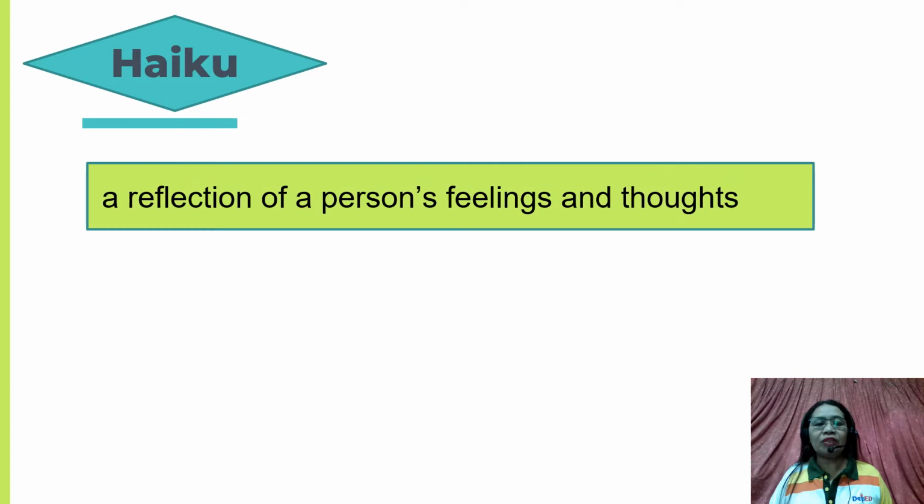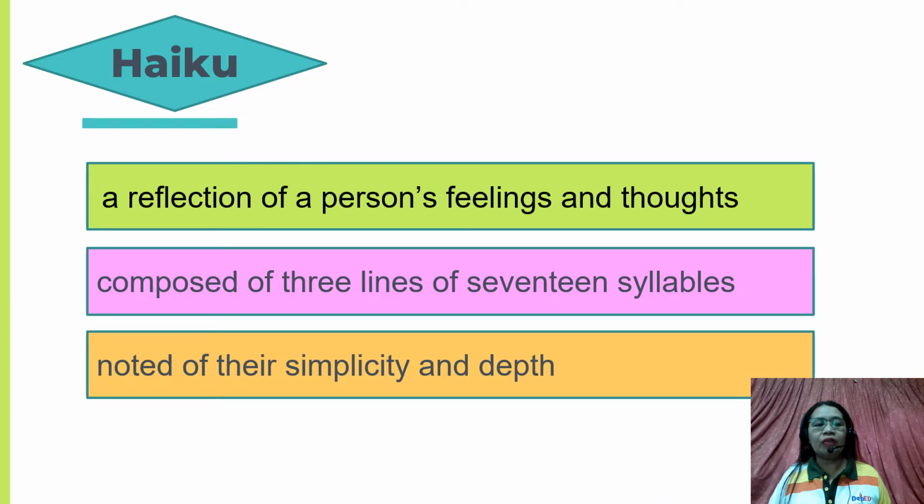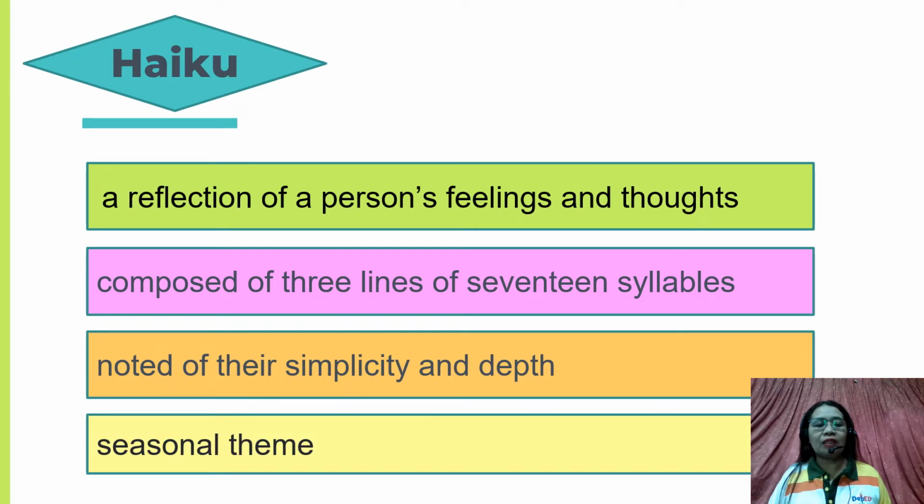Haiku is a reflection of a person's feelings and thoughts. So it means that a haiku reflects your own feelings and ideas, or what is in your mind. Another thing, it is composed of 3 lines of 17 syllables. Then a haiku is also noted for its simplicity and depth. The last one, it is seasonal in theme.